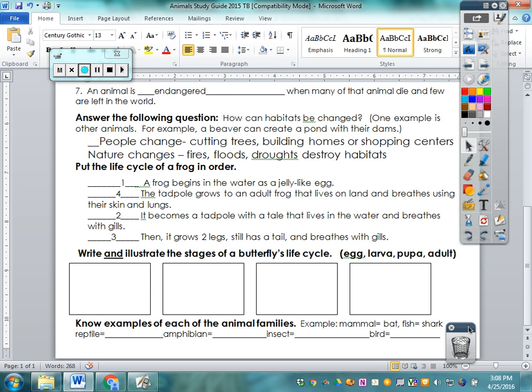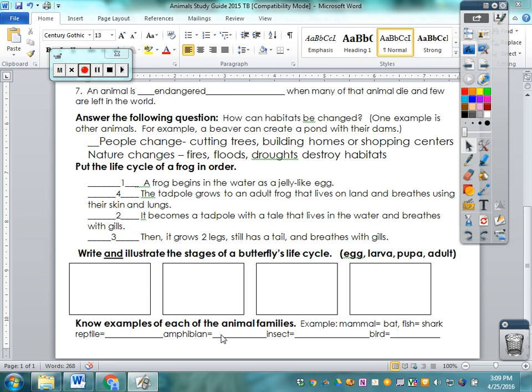So in the bottom, the last thing at the bottom is to know examples of each of the animal families we've talked about over the past few weeks. Like a mammal would be like a bat or a dog or a cat or whatever. You could think about any of the mammals we've talked about. Fish, sharks. You could think about a goldfish. Whatever. Just come up with some examples and think about examples. You can write some on the back of this paper even. Reptiles, snakes, turtles, whatever you want to come up with here.